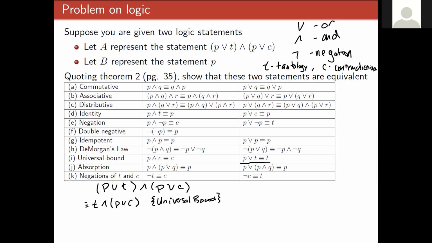And then anyone have a guess for what they did for the second step? Yeah, Aiden? I used an identity theorem to change the P or the contradiction into just P. Yeah, that's perfect. P or contradiction is equivalent to P. So this is T and then P or C, that's just C. And that's identity.